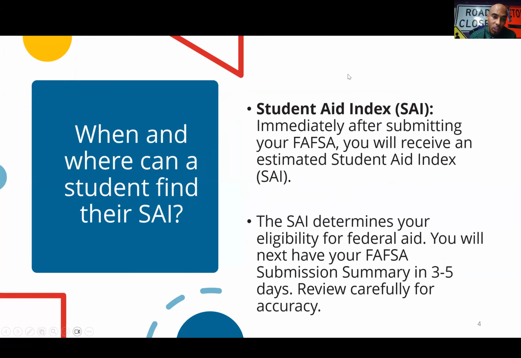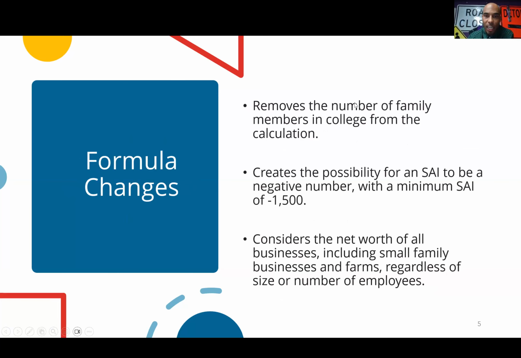Where can you find the Student Aid Index, or the SAI? You can find it immediately after submitting the FAFSA. You receive an estimated SAI. The SAI determines your eligibility for federal aid. You will next have your FAFSA submission summary in 3 to 5 days and review carefully for accuracy. So the submission summary is, in fact, the new verbiage for the student aid report, or the SAR, is now the submission summary.